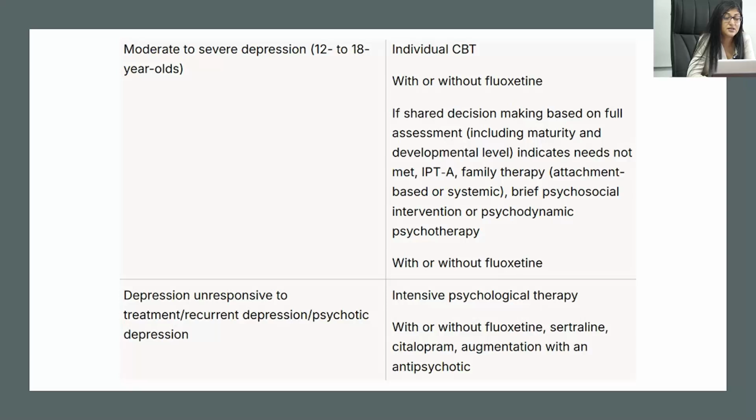And if the depression is unresponsive to treatment, we may need to reformulate, go through the problems, and check whether the diagnosis is correct, or whether this is leading to a bipolar depression, or whether there are other vulnerabilities, like ongoing family stresses or ongoing stresses at school.